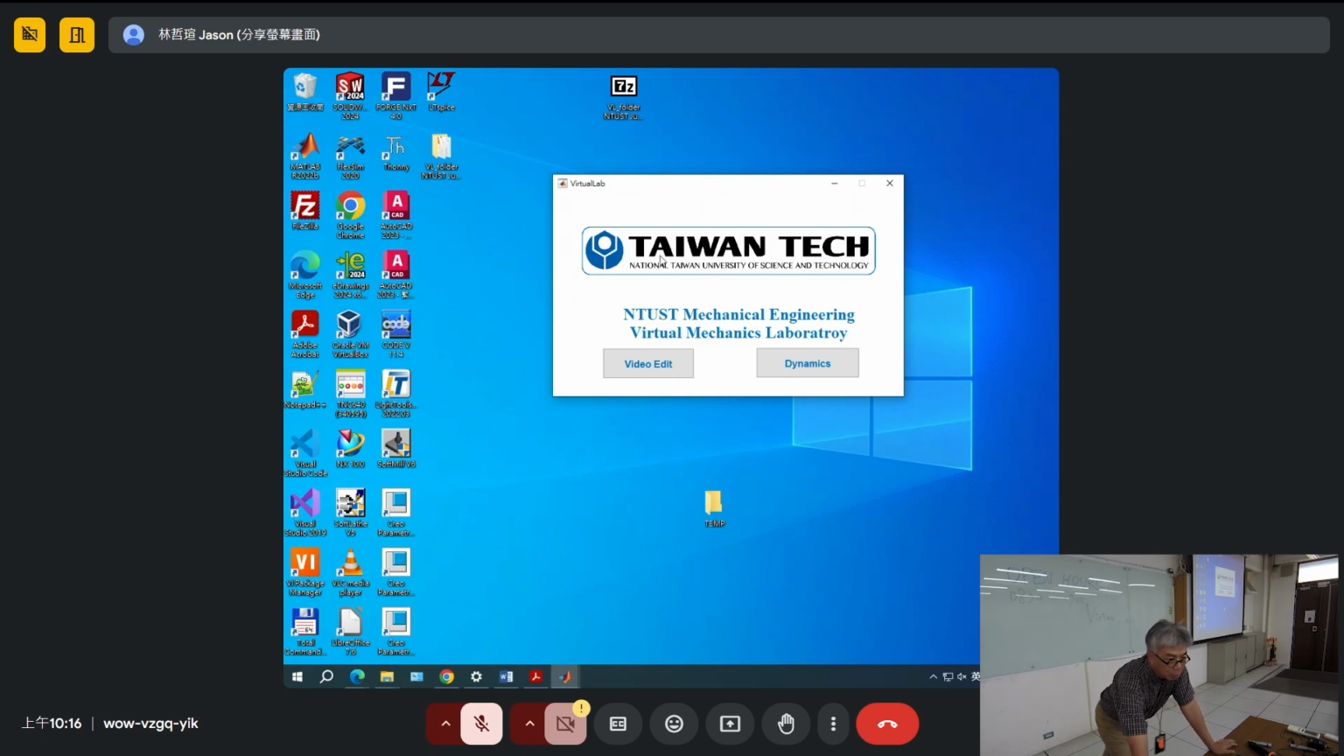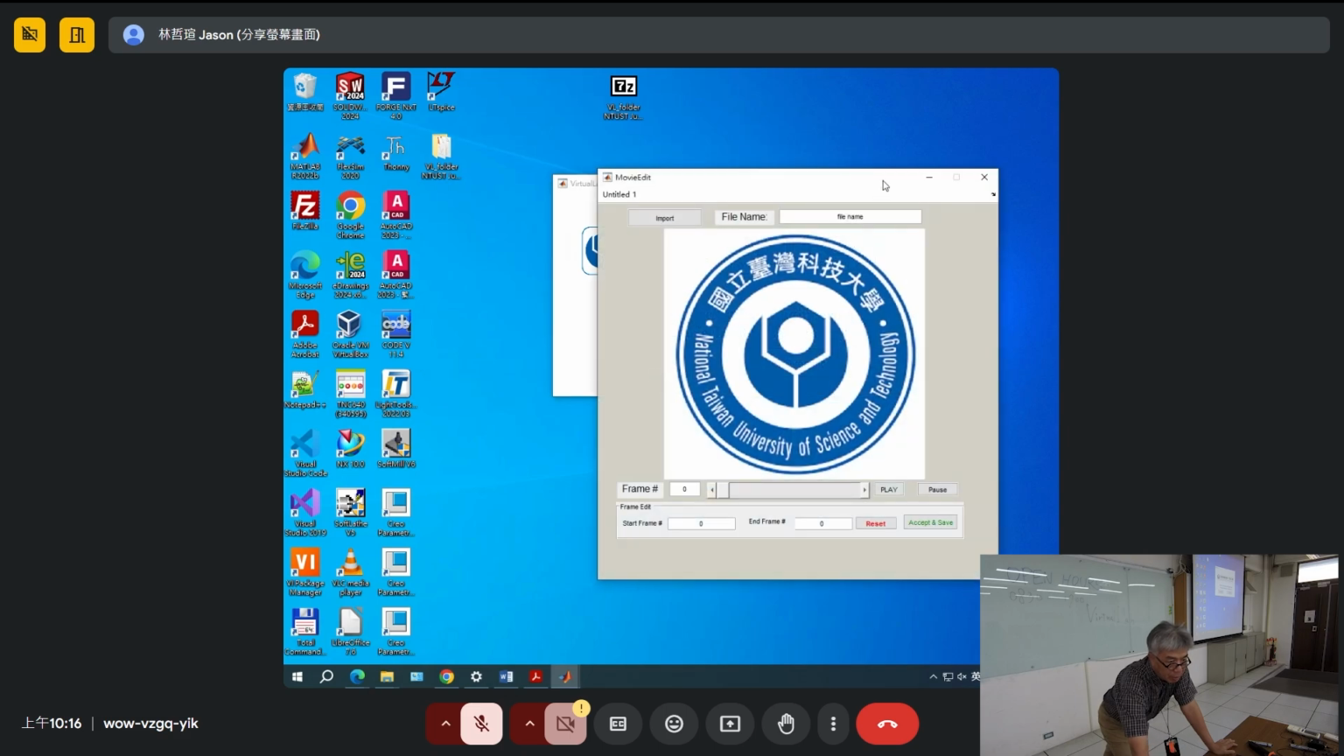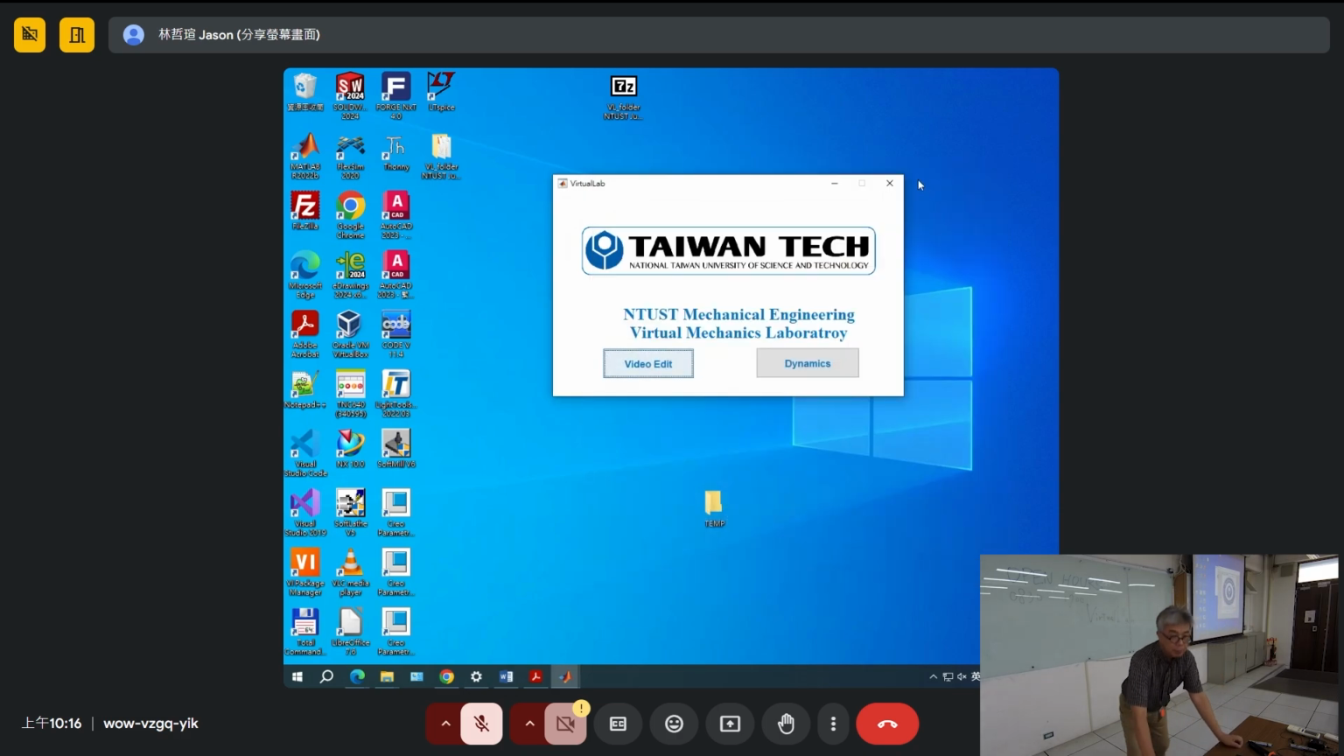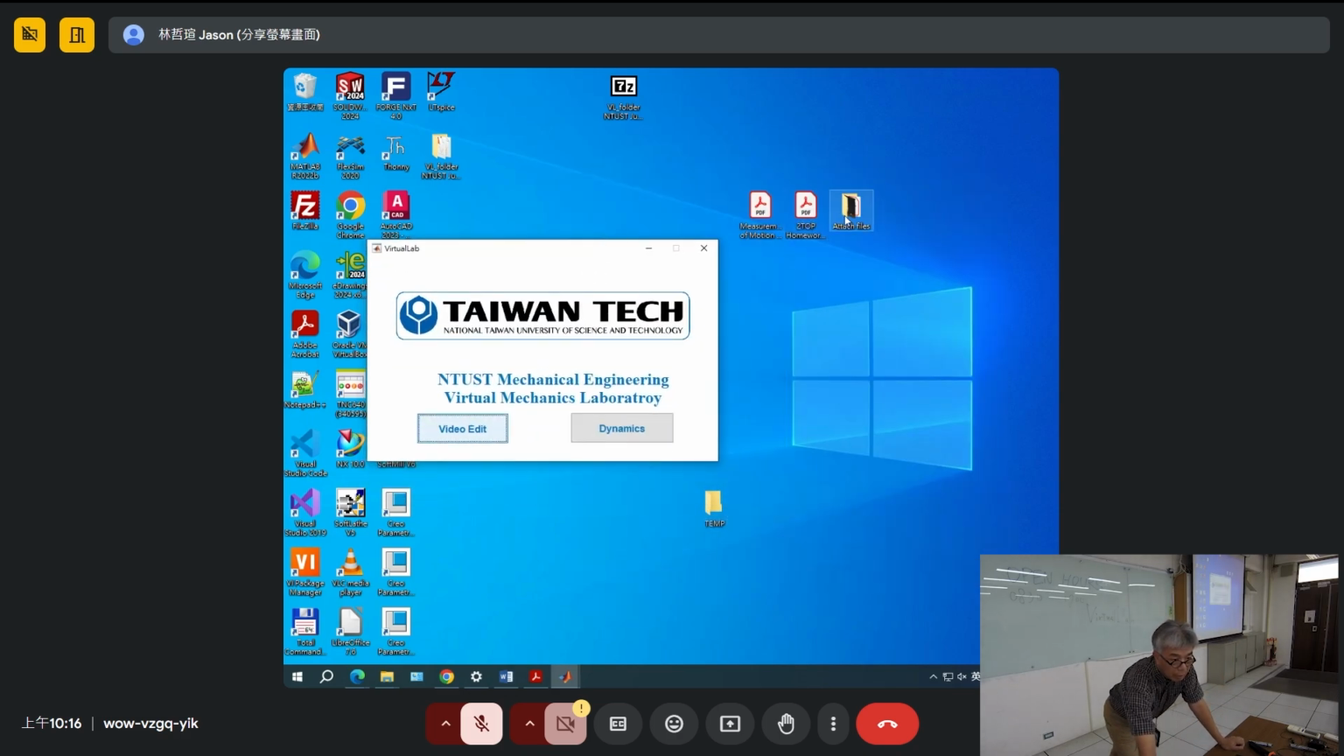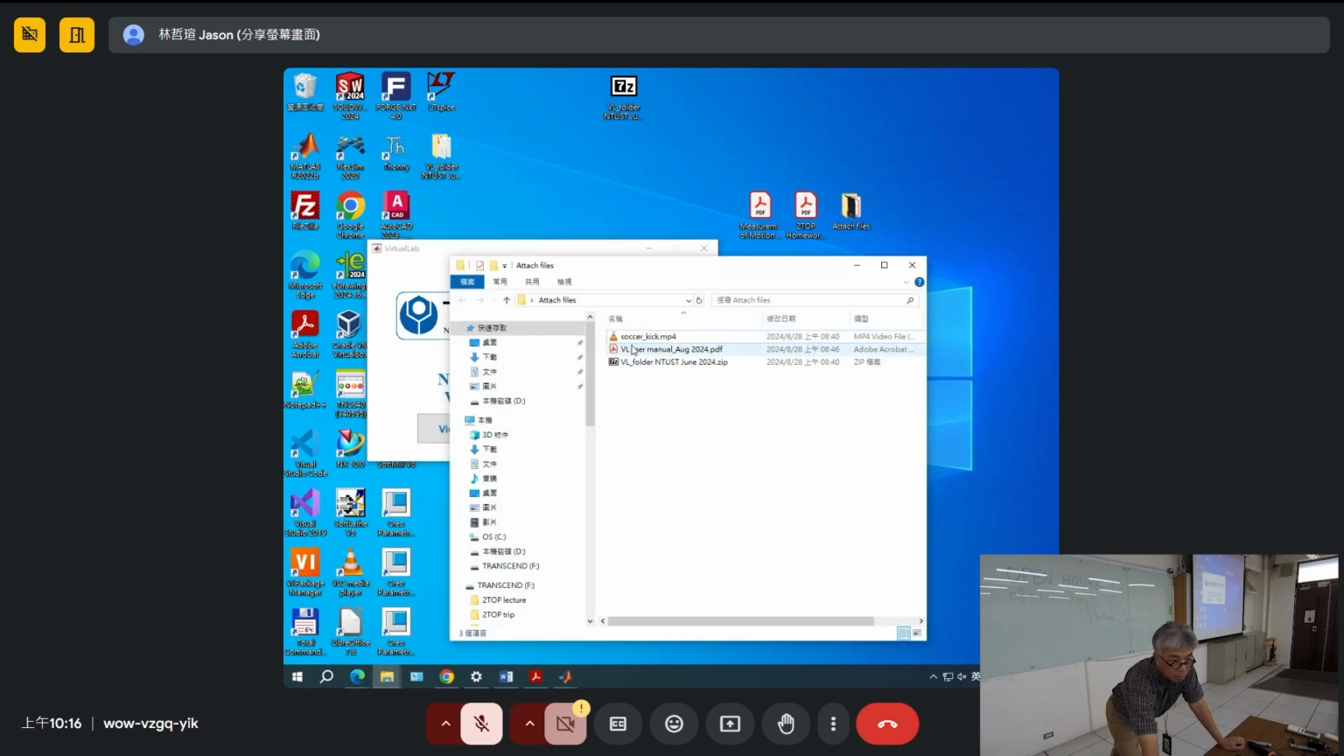Okay, so it has two modules. One is the video edit module. This function is basically you import the video, take a look at the video, and some videos are too long. We just need a certain segment of the video, so you key in, I need video frames 400 to 500, then it will cut it and save it. That's the idea, right? Here is the example.